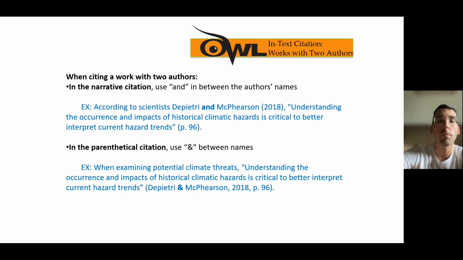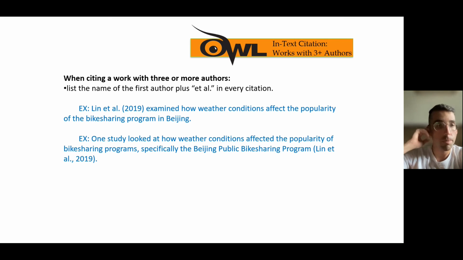So with two authors, you just have to put "and" between them, and it's the word if it's in your work, or if it's the symbol if it's in your parentheses or reference page. If there are more than two authors, so 3, 4, 5, 7, however many, you list the first author's last name, and then you follow it with et al, et space al.